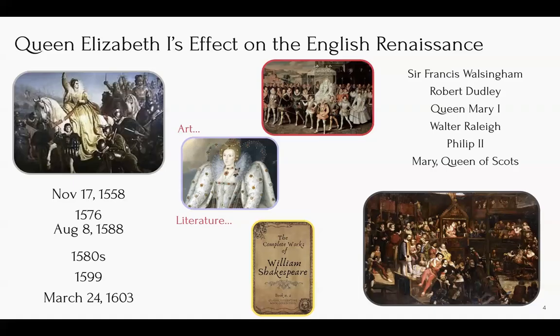Finally, for literature, there was a large focus on romance. Take, for example, Shakespeare, the influence of Robert Dudley and Walter Raleigh, who was another man who she was alleged to have been seeing during her reign.